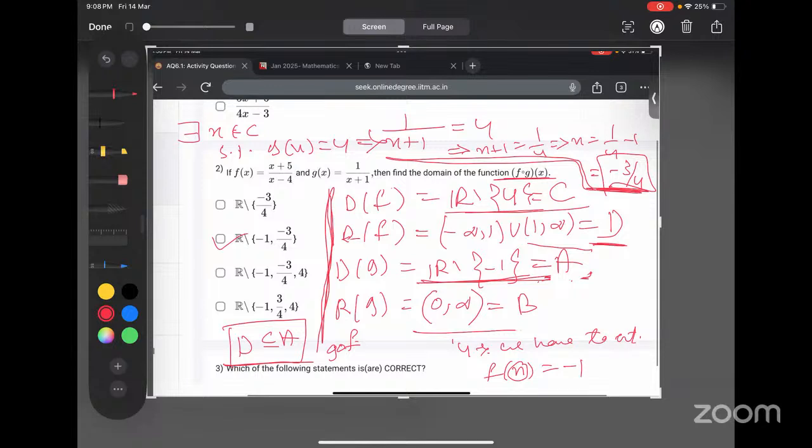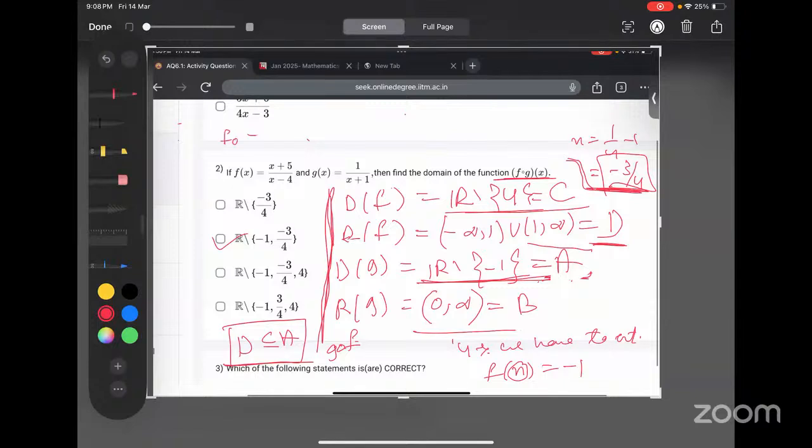Ma'am, in that case, I'm not getting the value minus 1. I'm just getting the value minus 3 by 4. Oh, minus 1 is in the range of f. So we have to exclude a point from C for which the functional value is minus 1. She's talking about the previous one, f of g. Yes, you are talking about f compose g. So we can calculate f compose g: f of 5x plus 6.